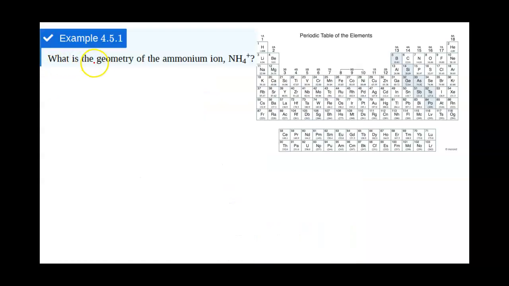So this question asks, what is the geometry of the ammonium ion? And the first thing that we're going to need to do is to draw a Lewis structure. So there is nitrogen there, and there is hydrogen over here. So we have 1 nitrogen, and nitrogen's in group 5A, so that gives me 5 valence electrons. And then we have 4 hydrogens, and they're each in group 1A.